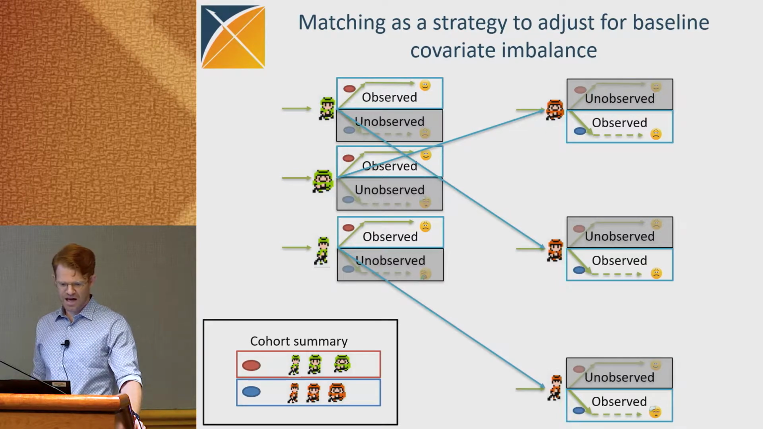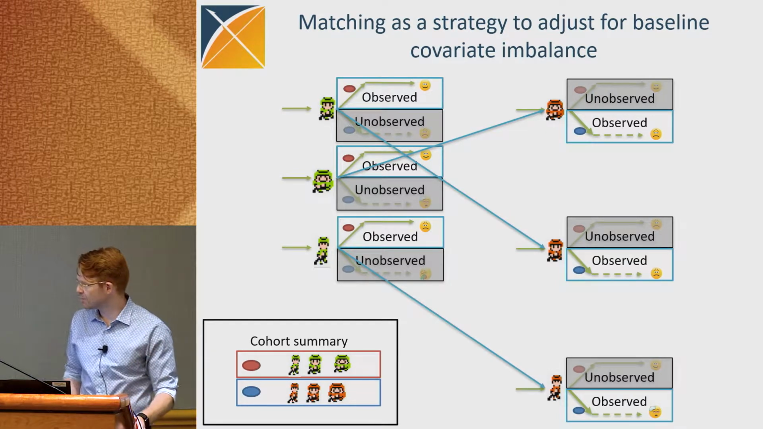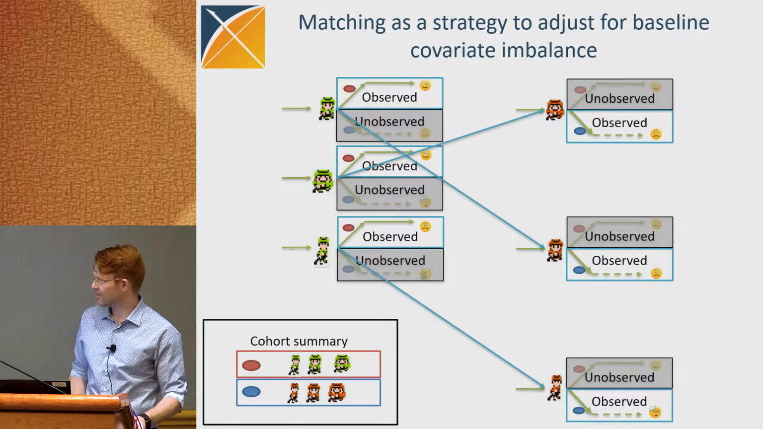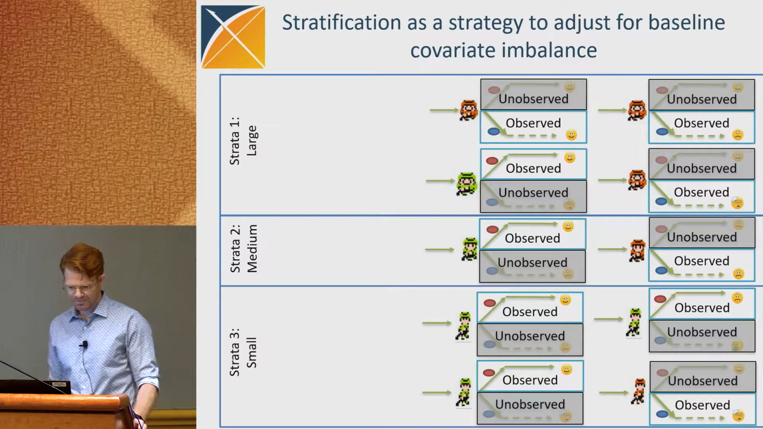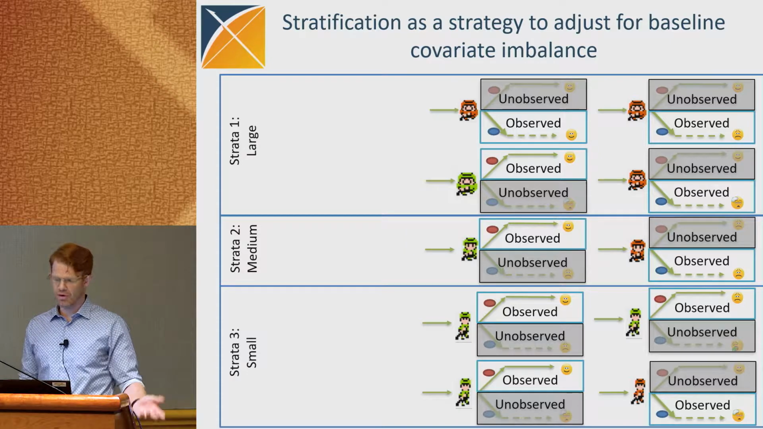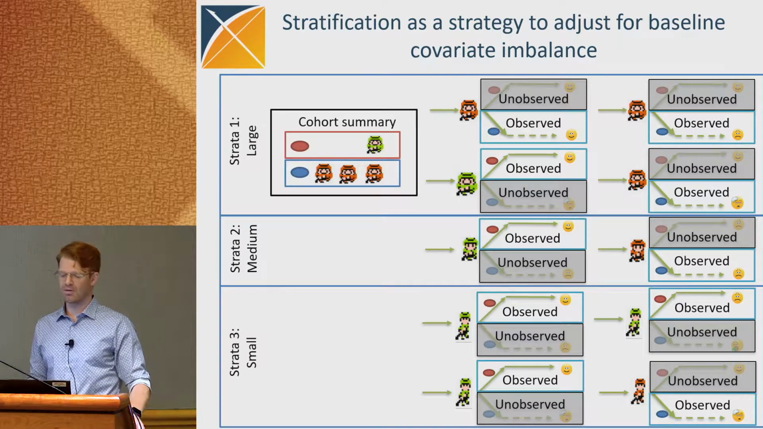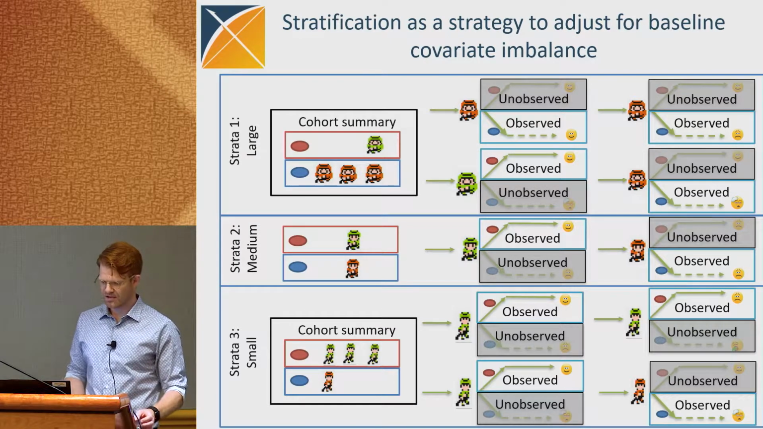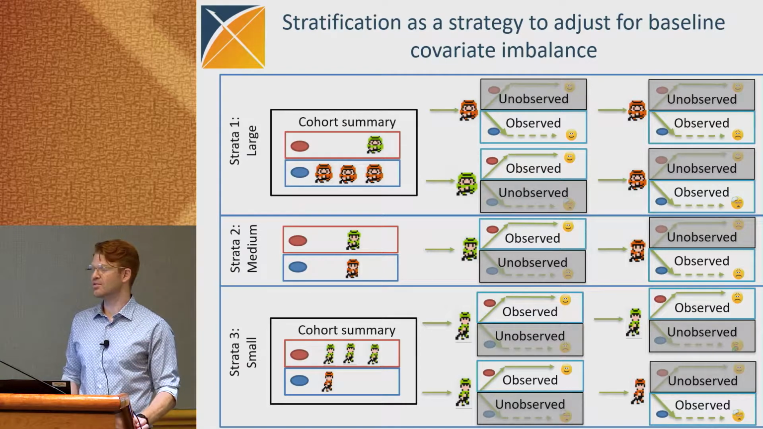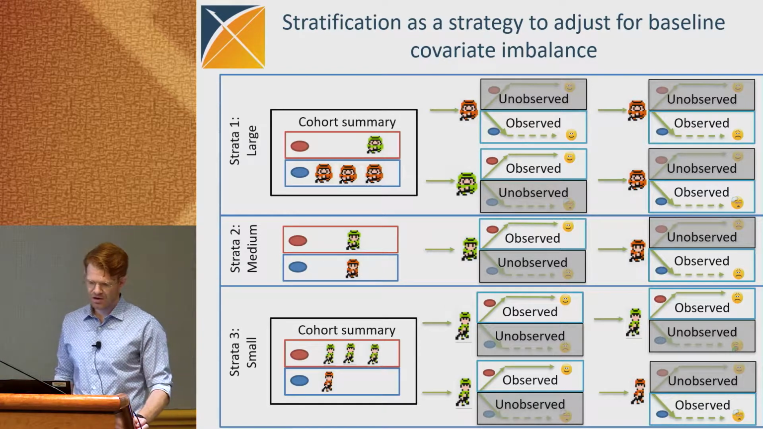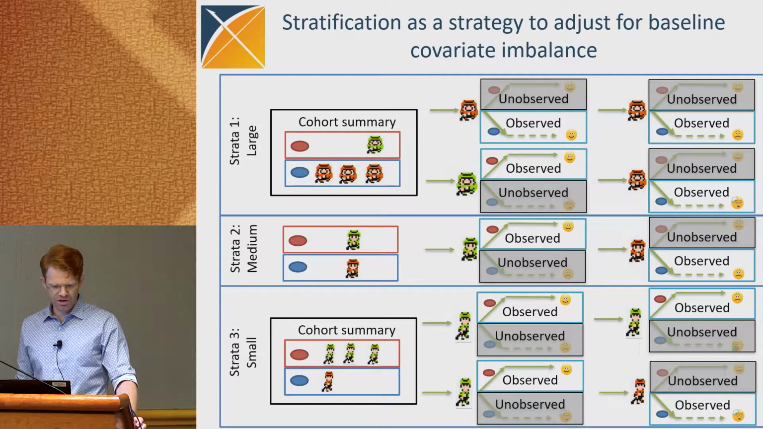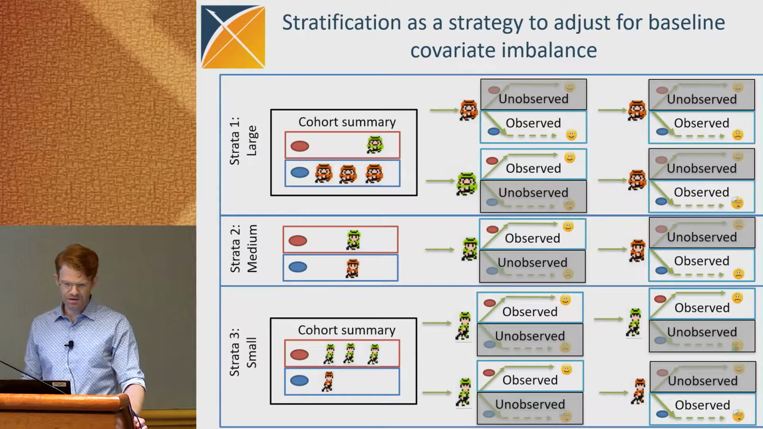So in this matching case, we now have these people of different colors, but they're at least lined up by their size. Stratification, which we spoke about before, is where you stratify by large, medium, or small. This way you keep your entire population of people, and you just have these three different comparisons: the large guys up top, the medium guys in the middle, and the small at the bottom.